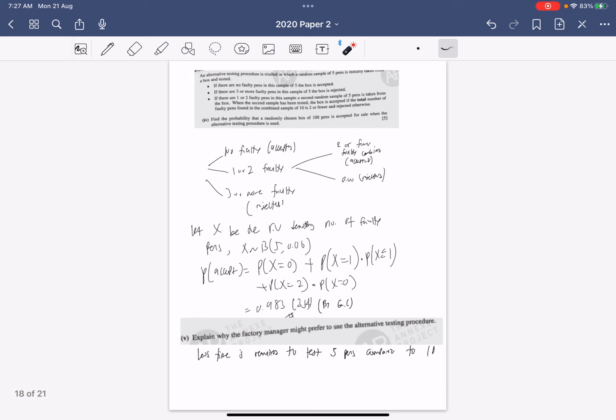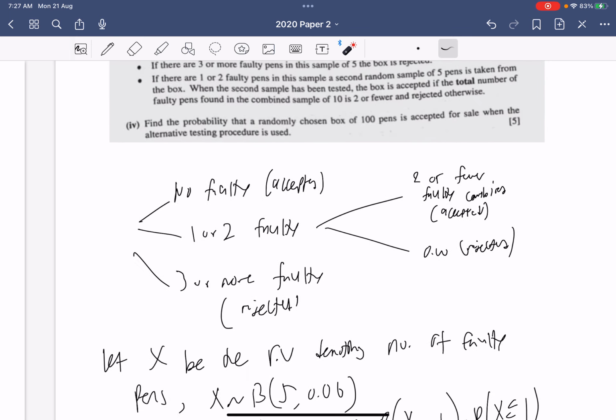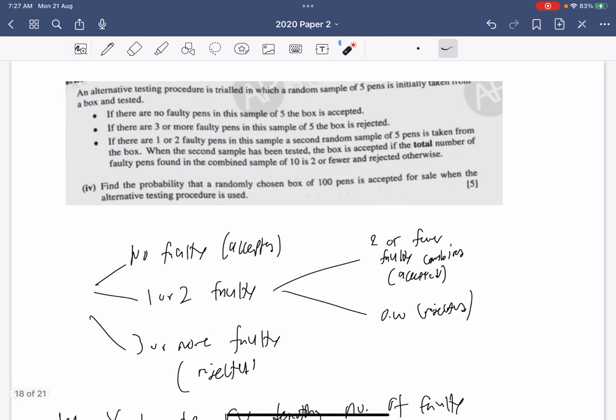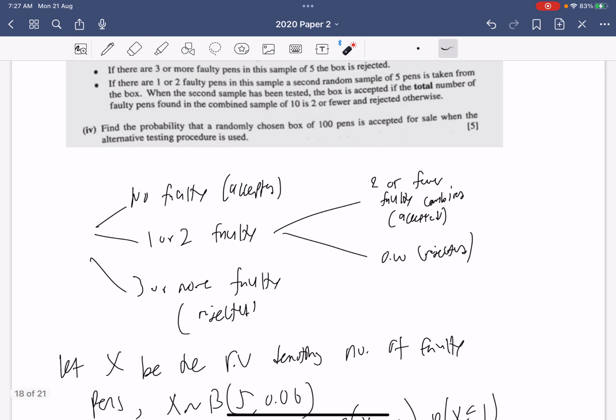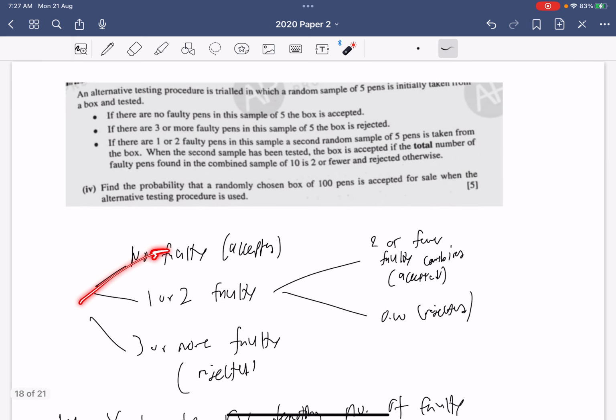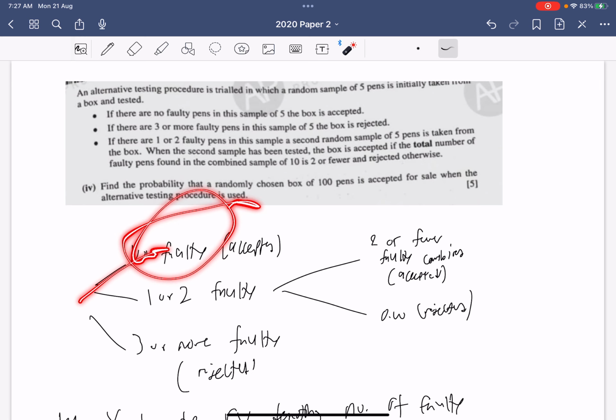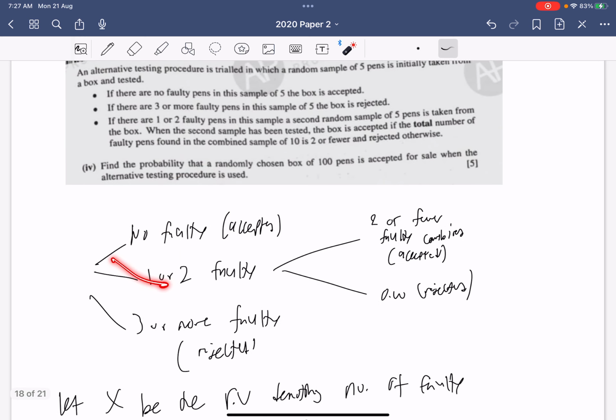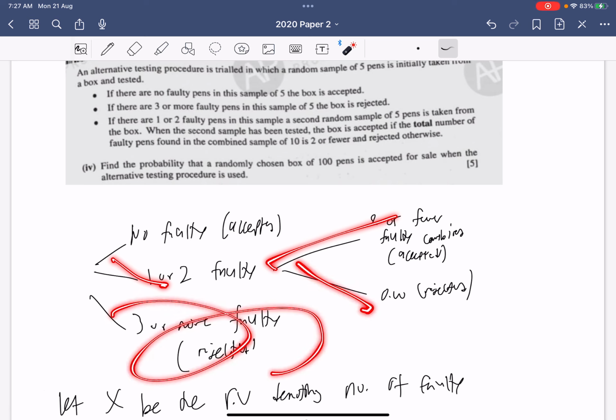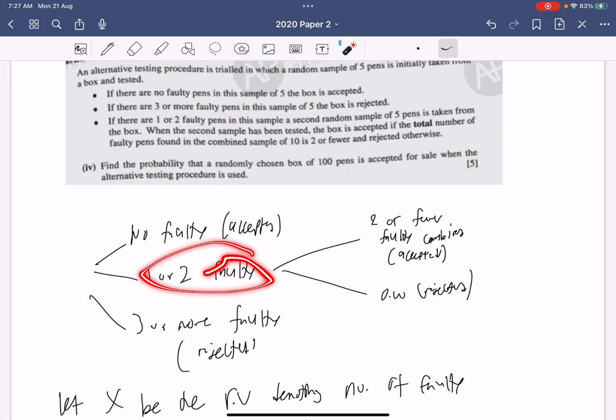The next part will need a bit more intricacy, and we are given an entire alternate testing procedure. Basically, if we have no faulty pens, then of course it's accepted. If we have 1 or more, then we have to do another test. If we have 3 or more, then it's definitely rejected. So we look at the 1 or more case. In the 1 or more case, we need to do the test: if 2 or fewer, it is accepted, and otherwise it is rejected.